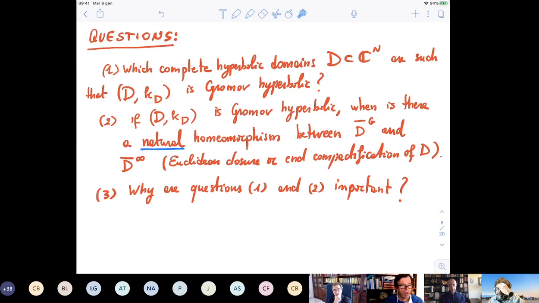One thing that I really don't know the answer to is, how widespread is Gromov hyperbolicity among Kobayashi complete hyperbolic manifolds or even domains? And this is a hard question to answer in any sense. So I really don't know. It can be proved, for instance, easily that if you have a homogeneous hyperbolic manifold, if it is Gromov hyperbolic, then it's biholomorphic to the ball. So for homogeneous complex manifolds, the answer is essentially trivial. But in general, there are other answers.